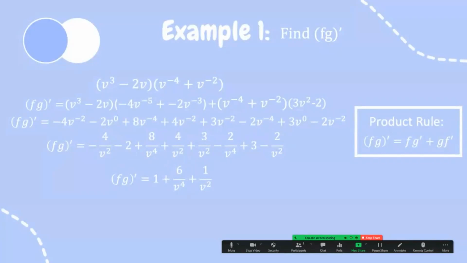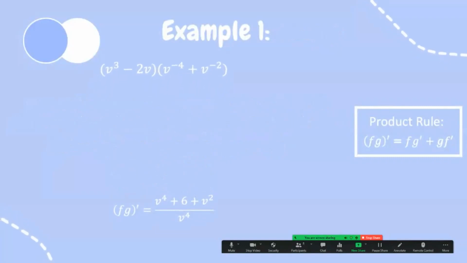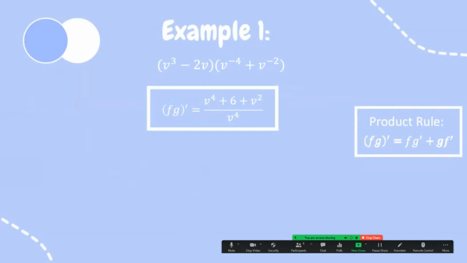Now you can combine like terms, which becomes 1 plus 6 divided by v to the power of 4 plus 1 divided by v squared. And then you can rewrite all of this under the same denominator of v to the power of 4. So that's v to the power of 4 plus 6 plus v squared, divided by v to the power of 4. And that is our answer. So the derivative of that function is that.